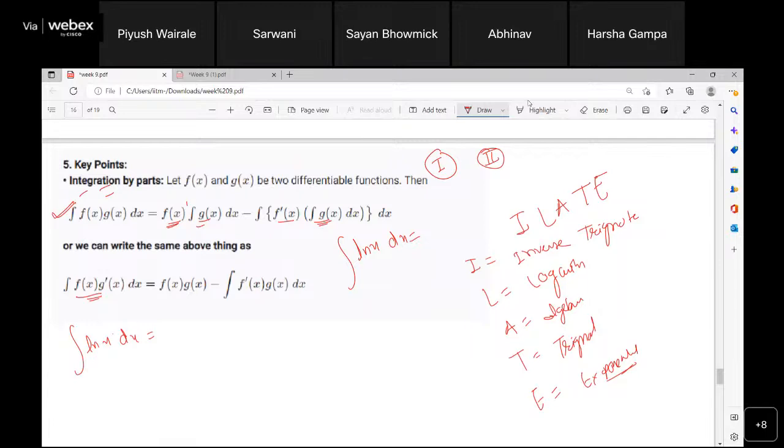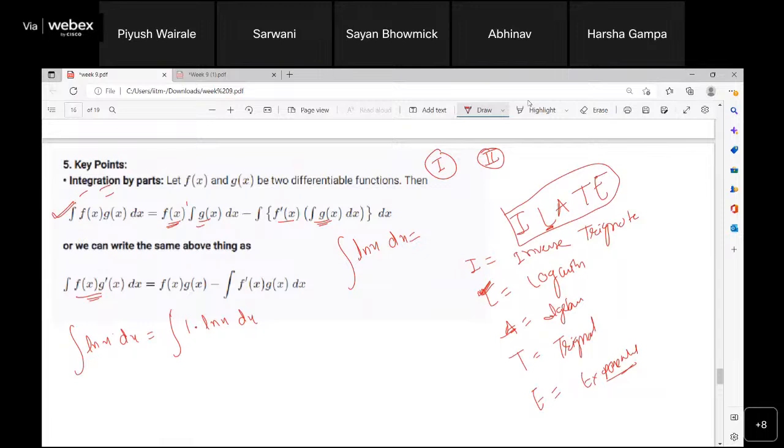We need to find the integration of ln of x, and we can take it as integration of 1 into ln x, right? If there is nothing, there is 1, so I can write it as 1 into ln of x. Now, which one to take as the first function and which as the second, based on the ILATE rule? ln x will be first, because logarithmic comes first and algebraic comes after that. So we take the logarithmic function as the first function.